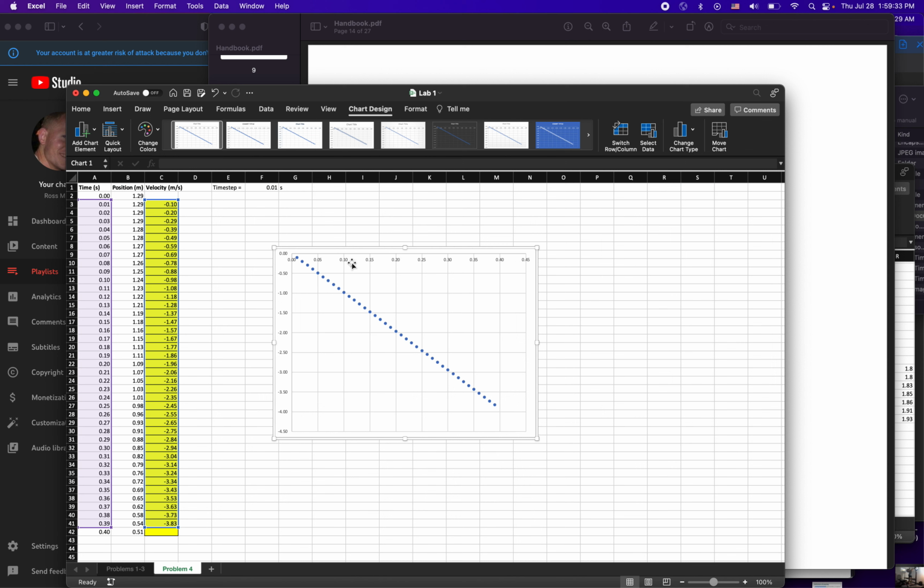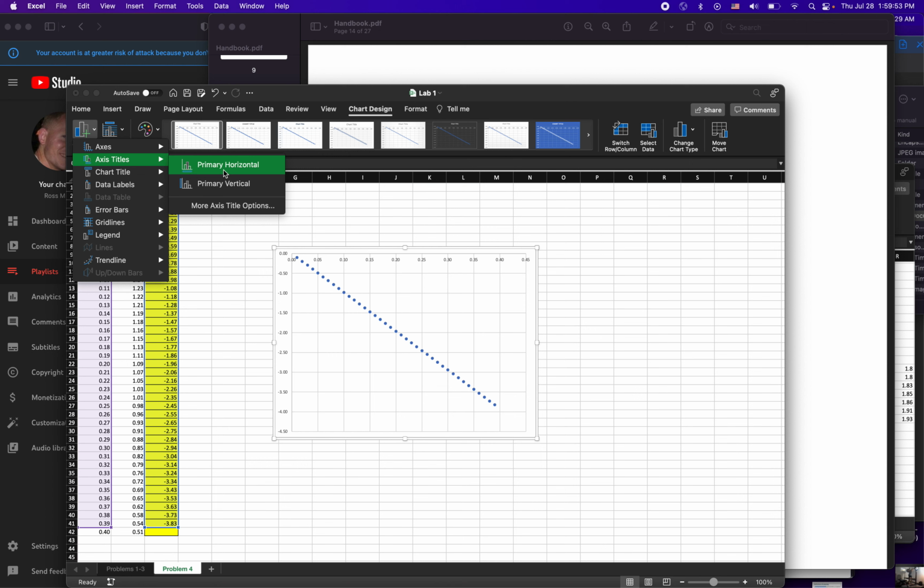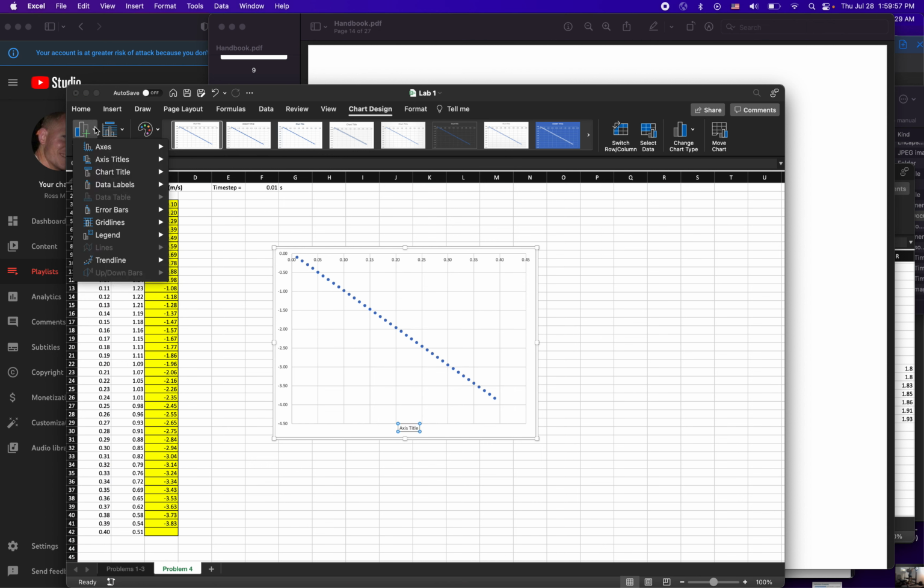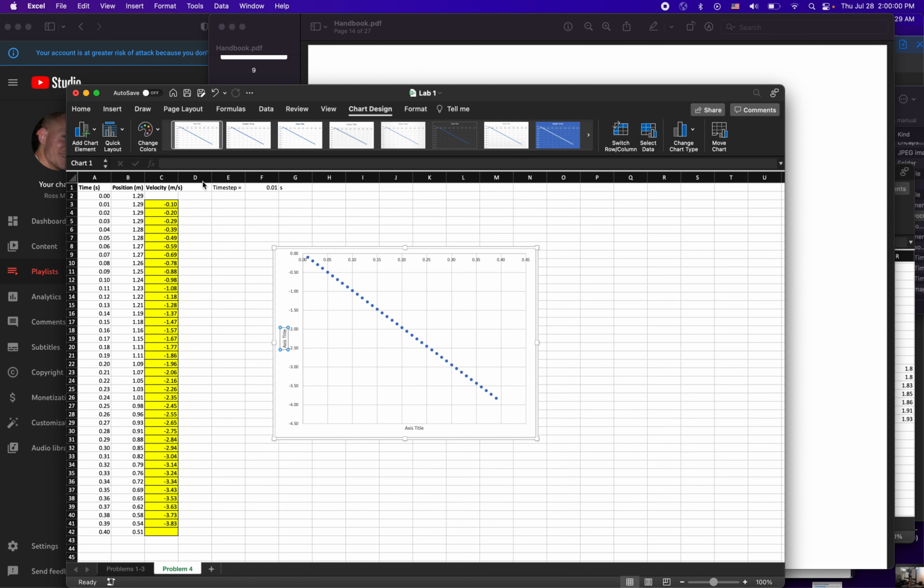And first and foremost, I want to get some labels on these axes. I want to tell my reader what variable is plotted on the x-axis and what's plotted on the y-axis. And how do I do that? Under Chart Design, under my tools, I can go to Add Chart Element, Axis Titles, and I can add a primary horizontal title, and I can add a primary vertical title. And then I can click on that text and type in what actually is plotted on those axes. And you'll generally want to tell your reader what the variable is, and then in parentheses, what its units are. So that's time in seconds. And then same thing for the y-axis. This is velocity in meters per second.